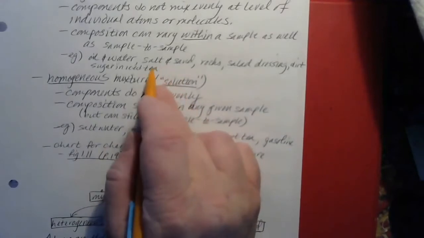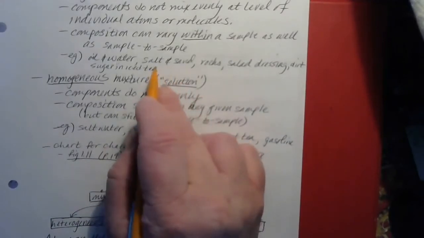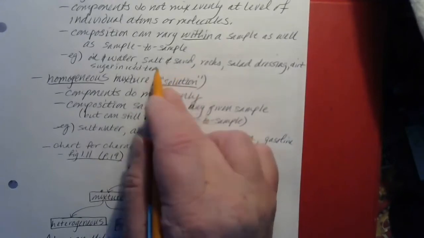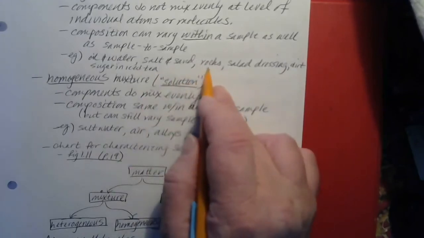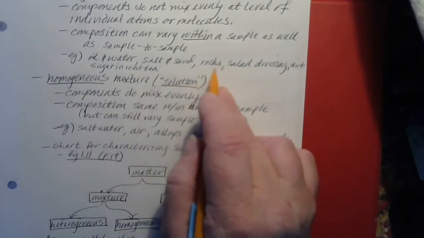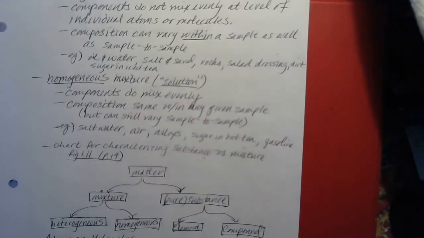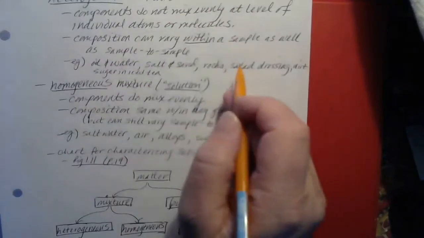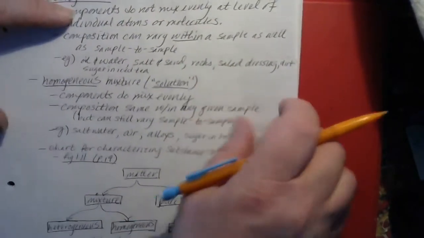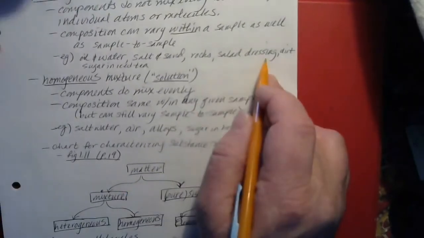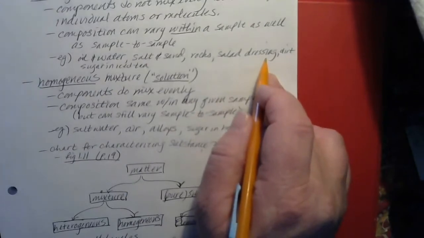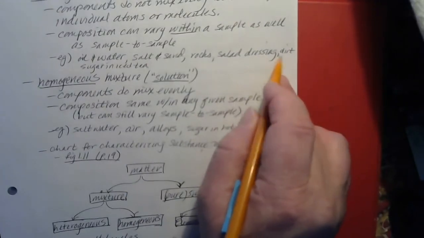Some other heterogeneous mixtures would be things like salt and sand, like I mentioned, or salt and sugar, if you mix them together as solids. Rocks are heterogeneous mixtures. You can often look at a rock and actually see little blotches of different colors, and that's different minerals that are present within the rocks. And if the blotches are big enough for you to see, then that is definitely a heterogeneous mixture. Salad dressing, it always has little globs and chunks in it. Dirt is a heterogeneous mixture.